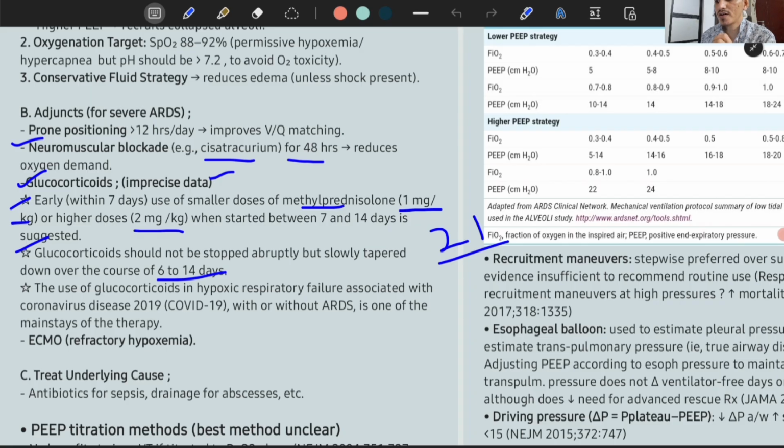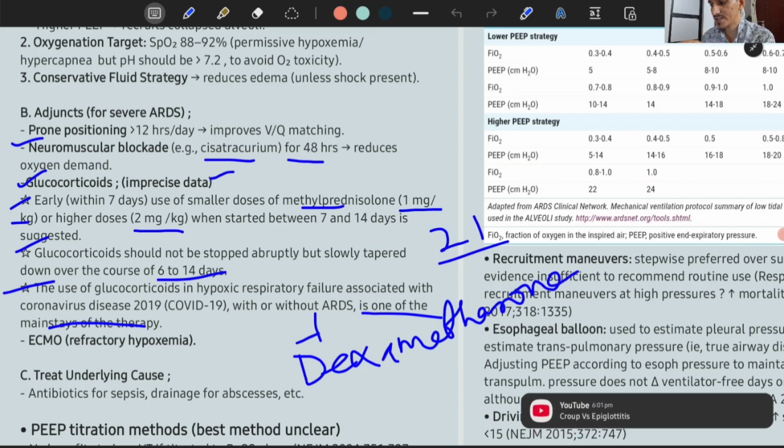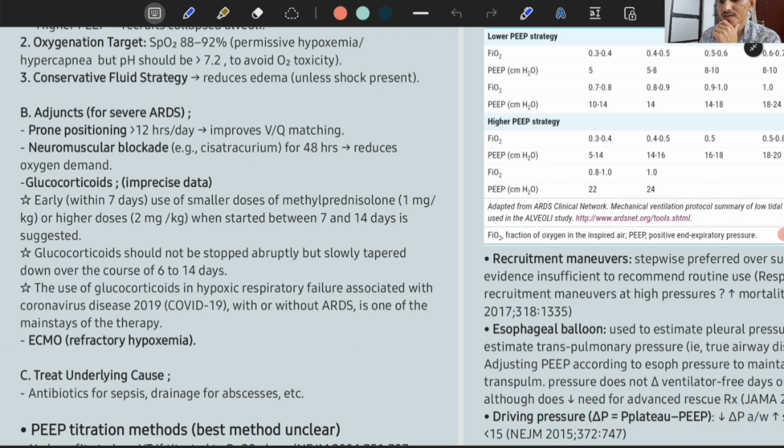The use of glucocorticoids in hypoxic respiratory failure associated with COVID-19, with or without ARDS, is one of the mainstays of therapy, and here you use dexamethasone. This is the preferred drug and evidence-based in case of COVID-19 ARDS. Okay, so what are the adjuncts? Prone positioning, neuromuscular blockade, glucocorticoids.